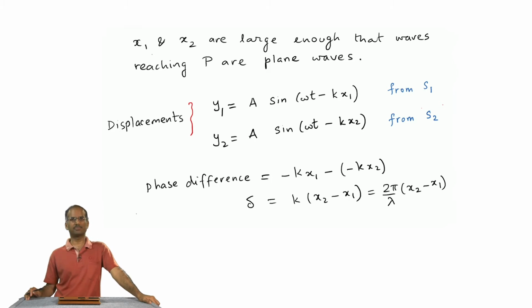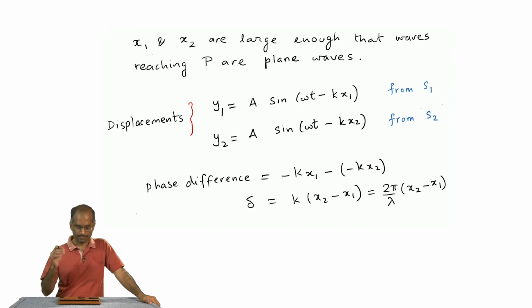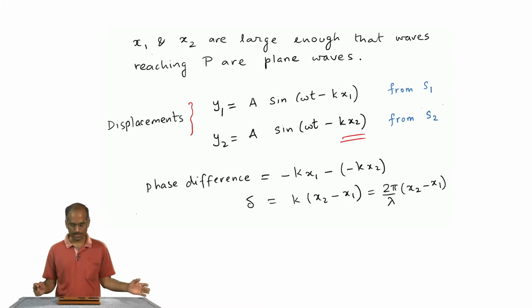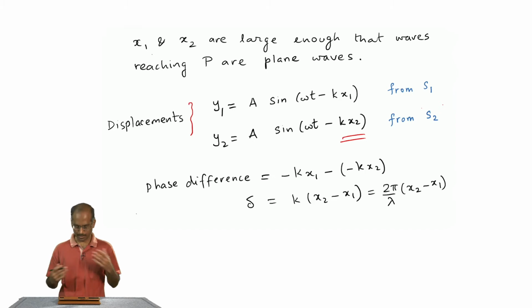So, in that case I can write an expression for the displacement of each of these waves. y1 is the displacement of the wave that is reaching point P from source S1, and y2 is the displacement of the wavefront that is reaching point P from source S2. So, I have these two expressions, and capital A is of course the amplitude, and again for simplicity I have taken the amplitude to be the same.